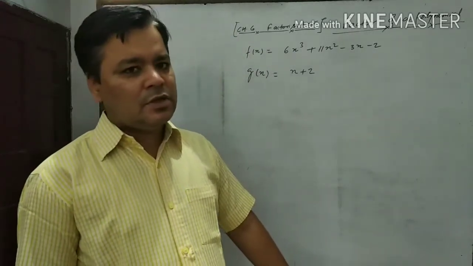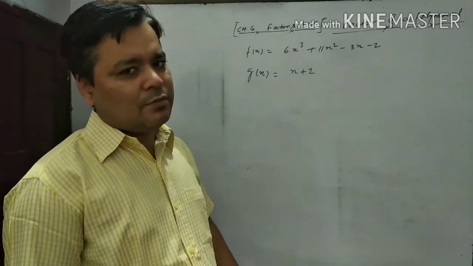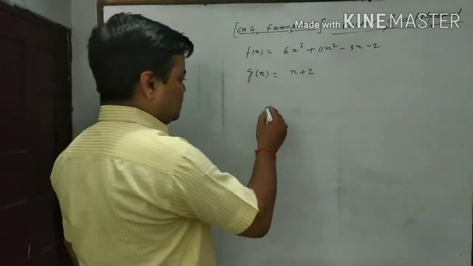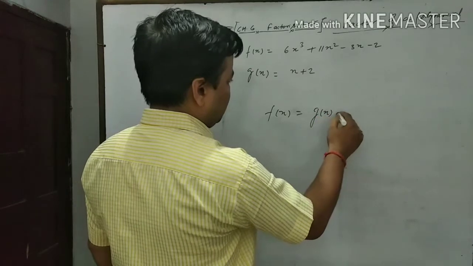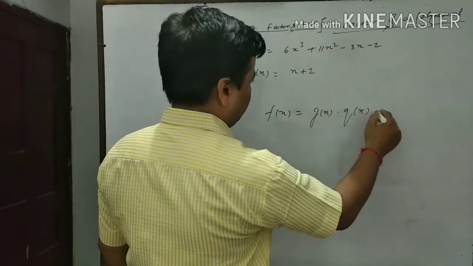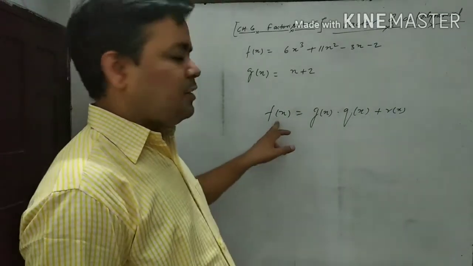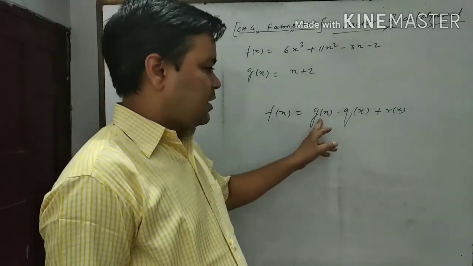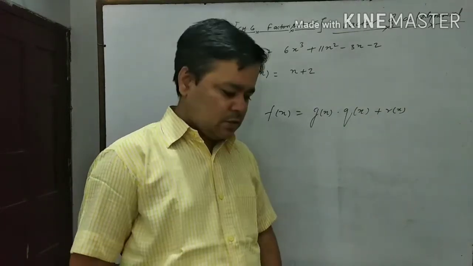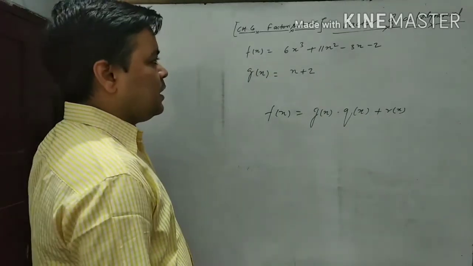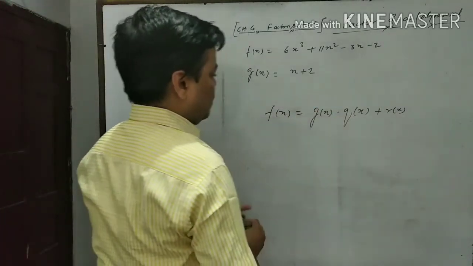In the theorem of the division algorithm for a polynomial, we discussed this: f(x) is equal to g(x) into q(x) plus r(x), where f(x) is the dividend, g(x) is the divisor, q(x) is the quotient, and r(x) is the remainder. Today we will discuss a new topic, and that is the factor of the polynomial.